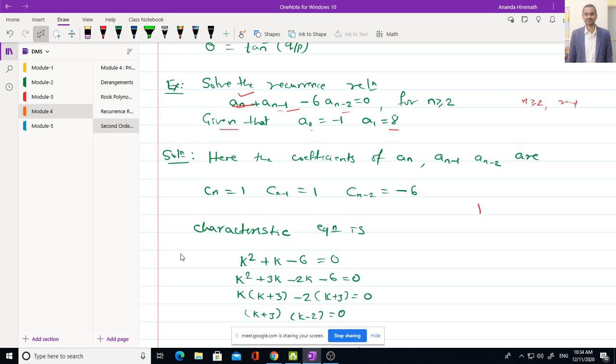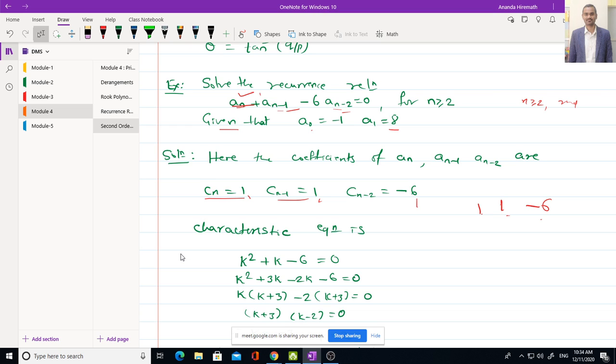Now what is the coefficient of an minus 1? Even it is 1. What is the coefficient of an minus 2? It is minus 6. So 1, 1, minus 6 are the coefficients. See here I have written cn is equal to 1. It means that 1 is the coefficient of an, 1 is the coefficient of an minus 1, minus 6 is the coefficient of an minus 2.